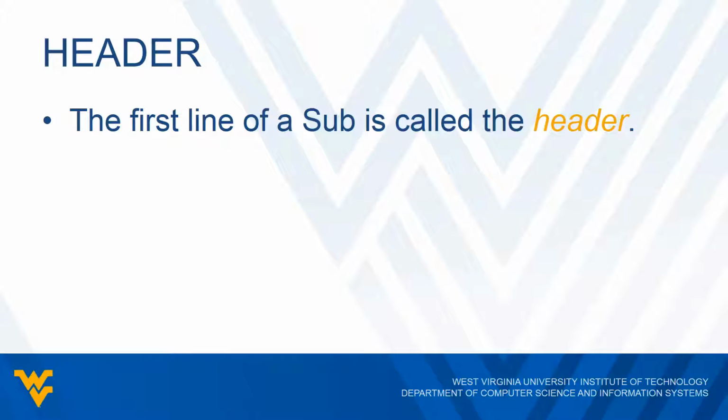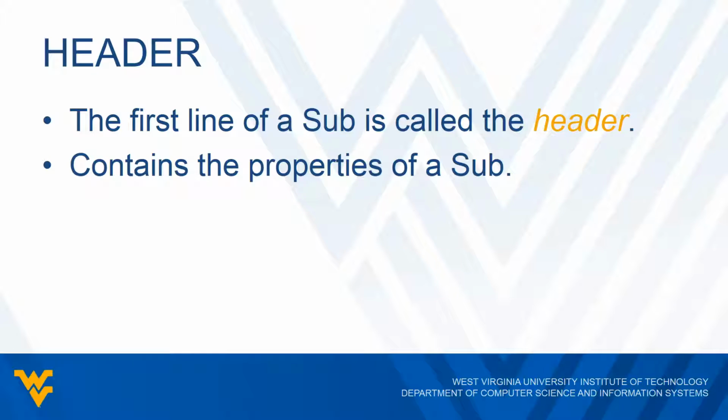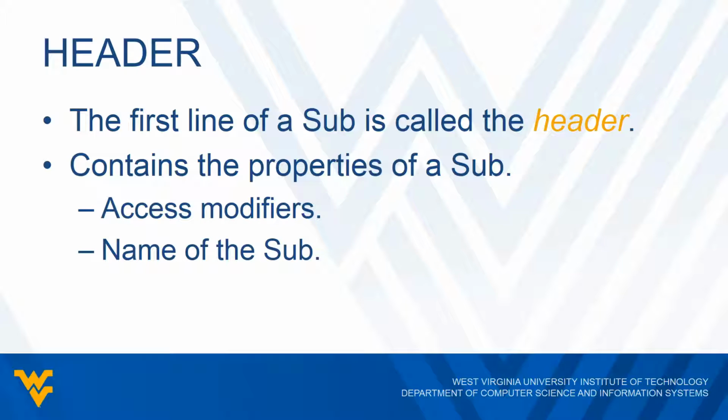The first line of a sub is called the header. This basically contains the properties of our sub. This is no different than any of the functions or methods we've seen in other programming languages. So this would include things like the access modifiers, whether it's public or private. This would contain the name of the sub. This would include the parentheses, the parameters, the names of the parameters, how many, and any modifiers associated with them. Everything that's considered that first line of a sub would be our header.